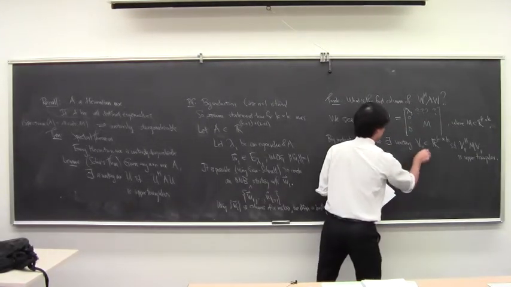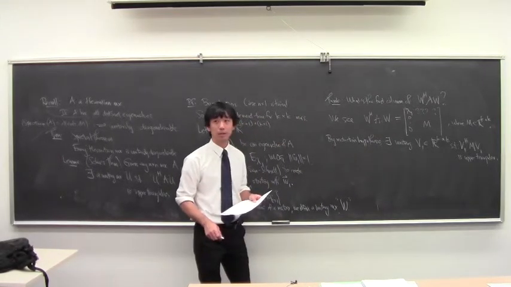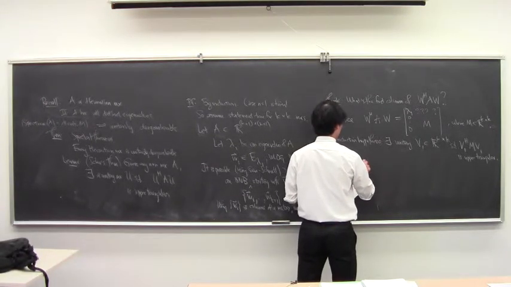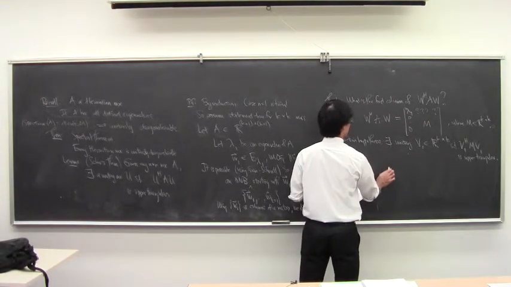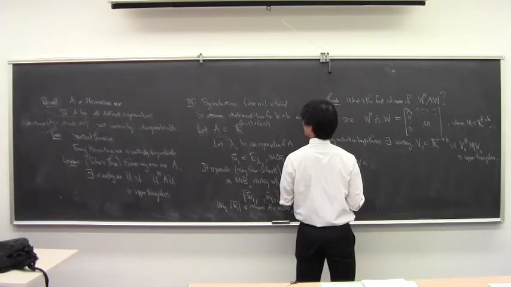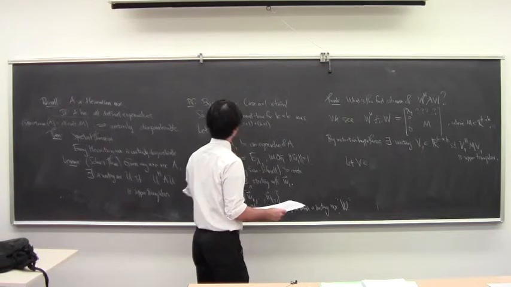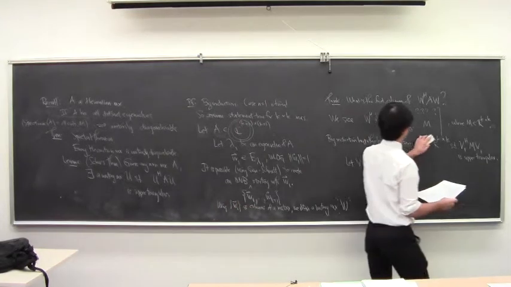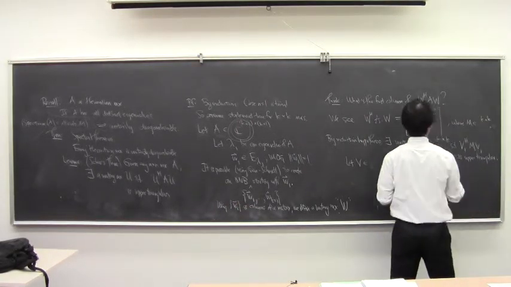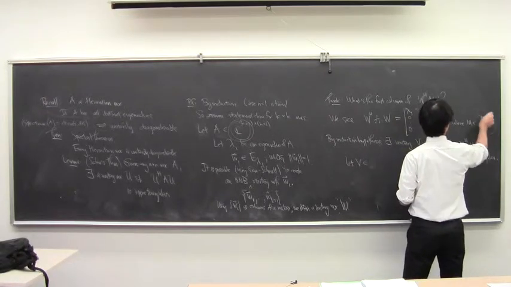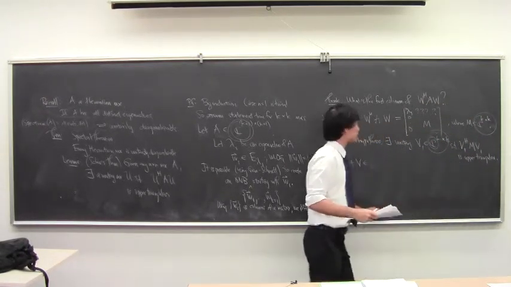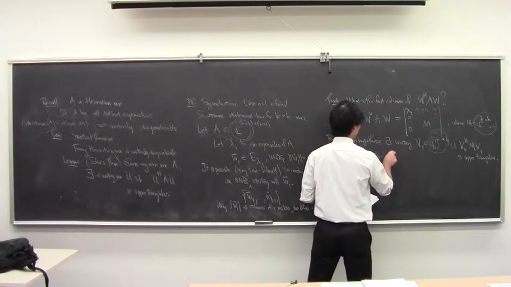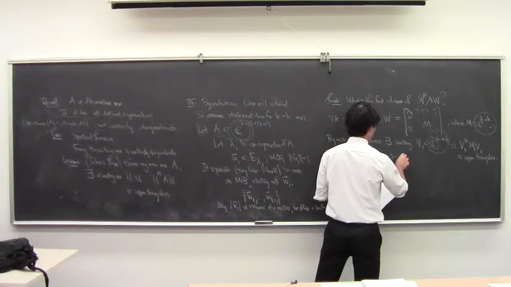Oops, that's not V1. There's this guy, a k by k matrix called V1. So let V... I should have been using C's instead of R's all along, right? Because we're talking about complex matrices. So let V be a k plus 1 by k plus 1 matrix.